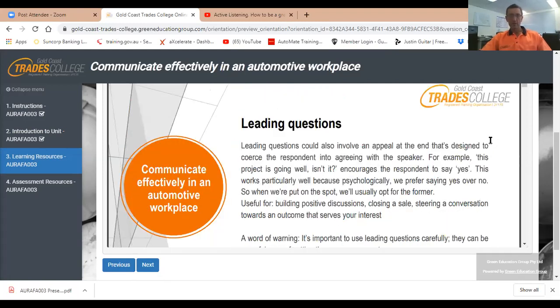More on leading questions. Leading questions could also involve an appeal at the end that's designed to coerce the respondent into agreeing with the speaker. For example, this project is going well, isn't it? It encourages the respondents to say yes. This works particularly well because psychologically, we prefer saying yes over no. So when we're put on the spot, we'll usually opt for yes. And it's useful for building positive discussions, closing a sale, steering a conversation towards an outcome that serves your interest.